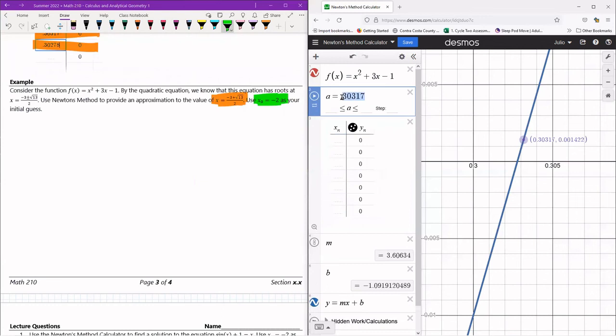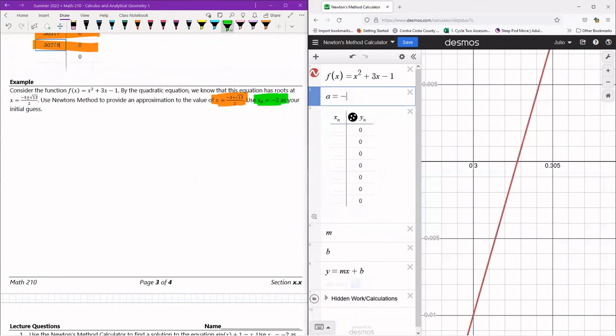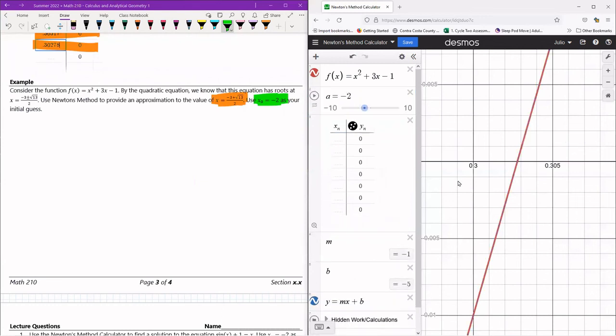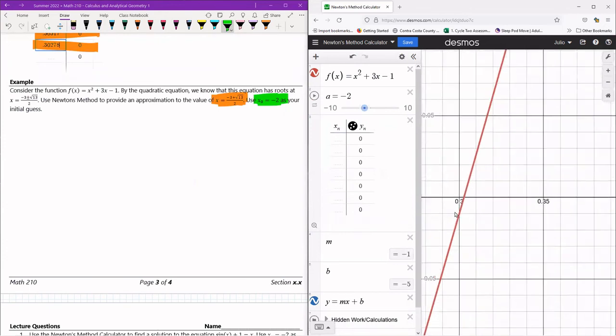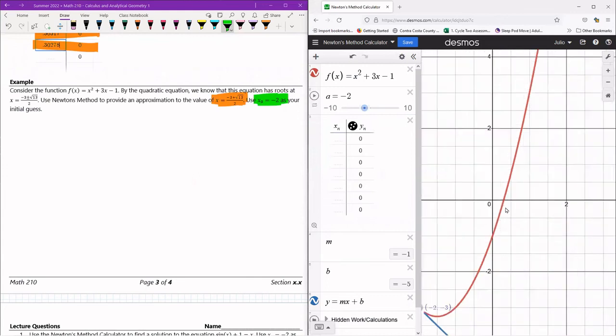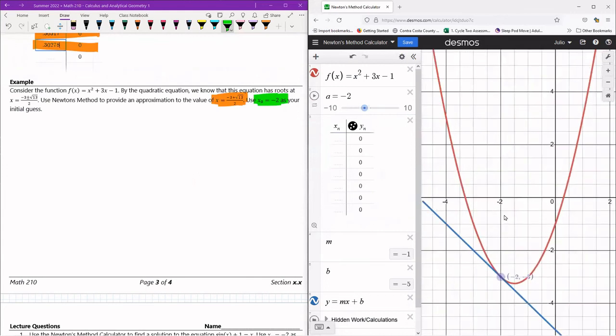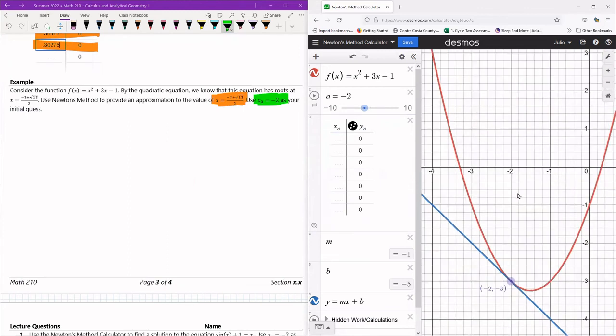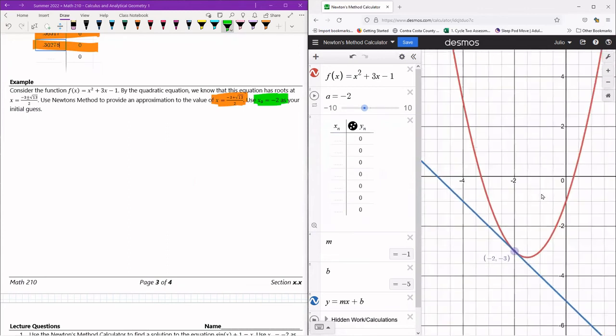Okay. And I'm going to make this -2. I'm going to zoom out so we can see the whole graph, so you guys can see what's going on here. Okay, here we go. Here's our graph, right? Hopefully you guys see what's about to happen.